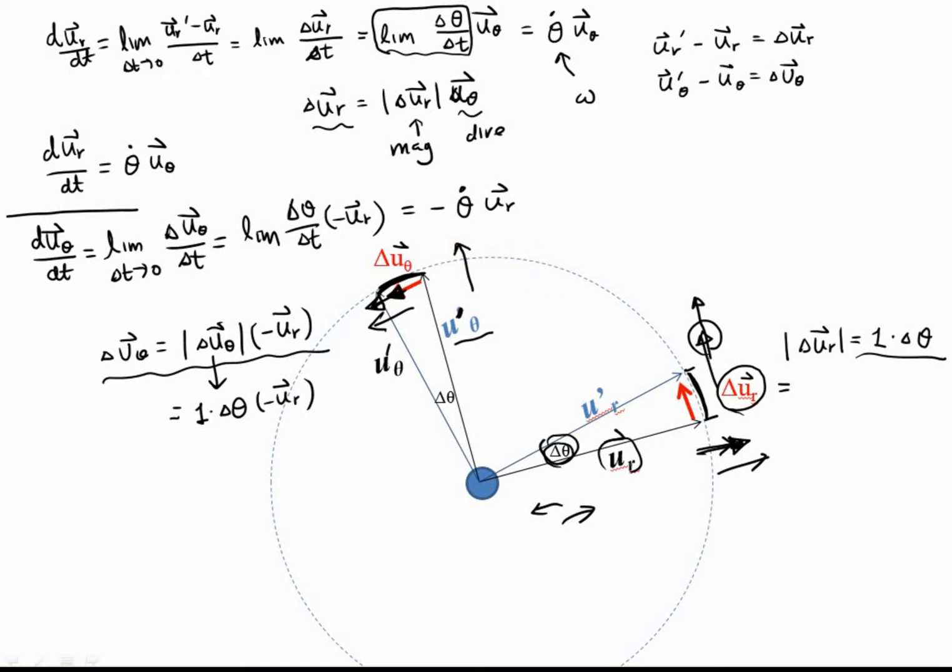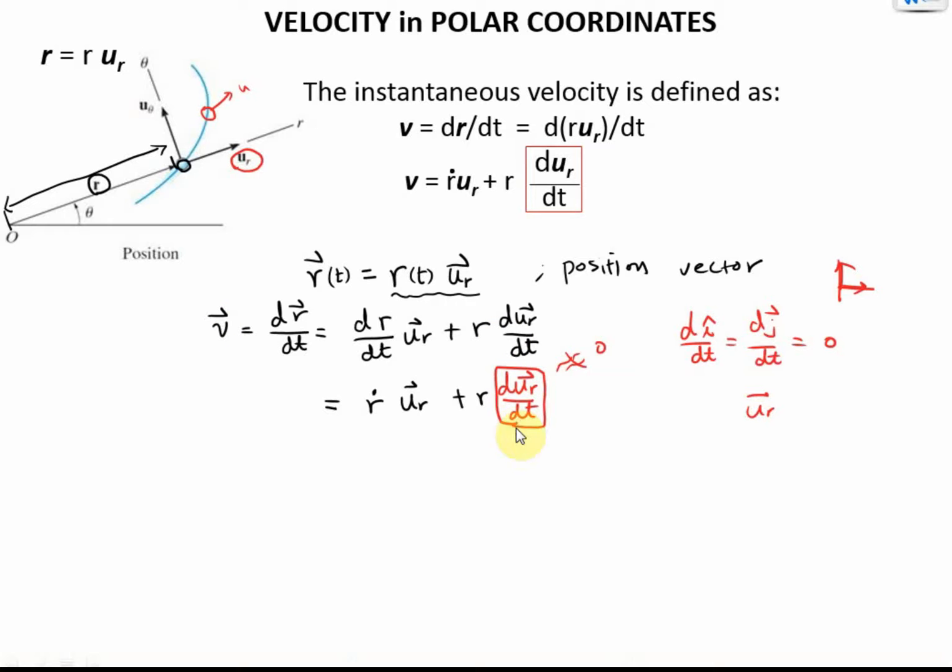Okay, then let's go back to here. So we figured out that d(u_r)/dt is the same as theta dot u_theta, okay? So your velocity becomes r dot u_r plus r theta dot u_theta. So this is the new formula, the velocity in the polar coordinate system.